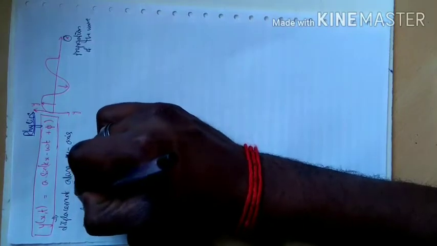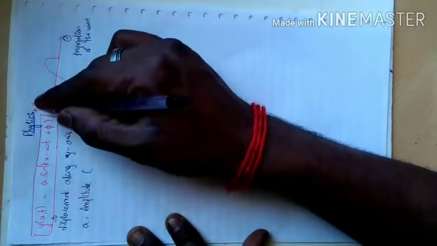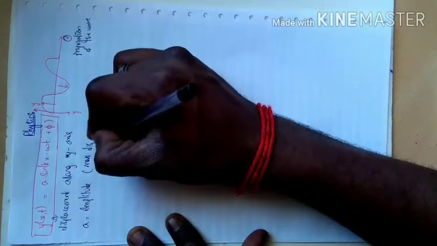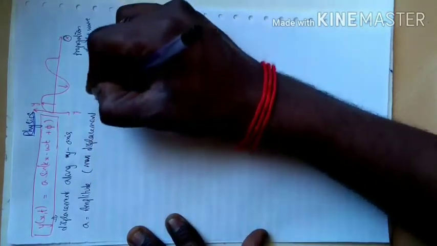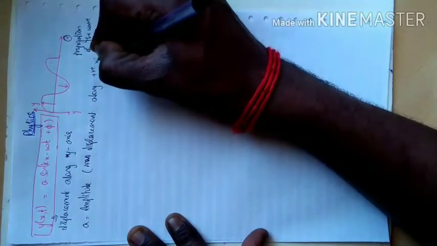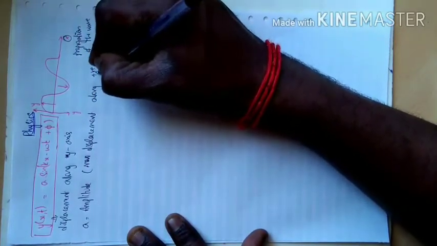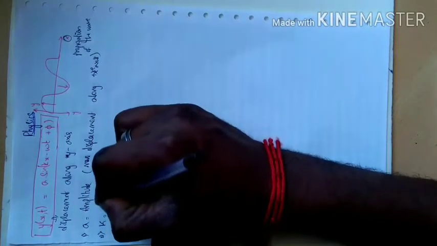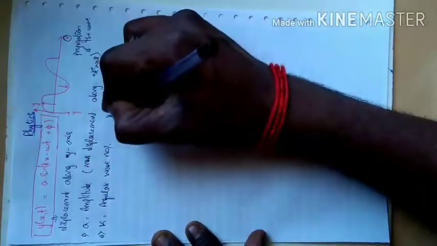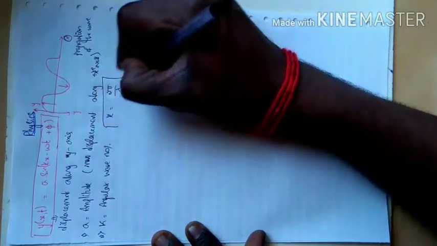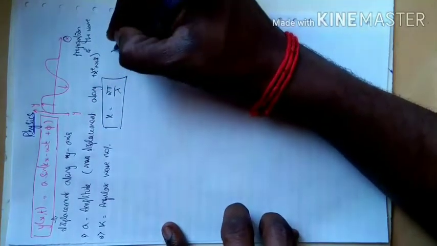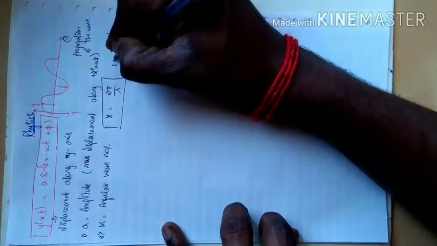And then A represents the amplitude. The amplitude is nothing but the maximum displacement along the positive x-axis; we call it the amplitude. Next is k. k is called the angular wave number, and its formula is k is equal to 2 pi by lambda. This is the formula for the wave number, and its SI unit is radian per meter inverse.